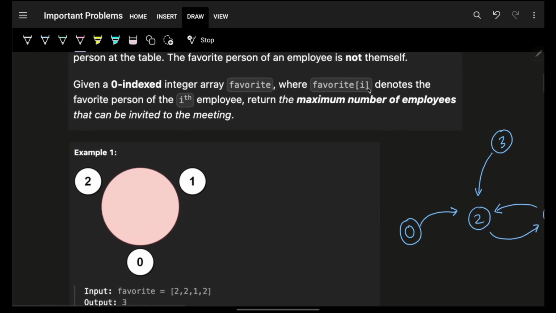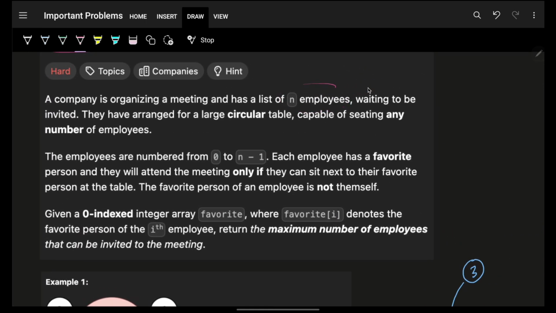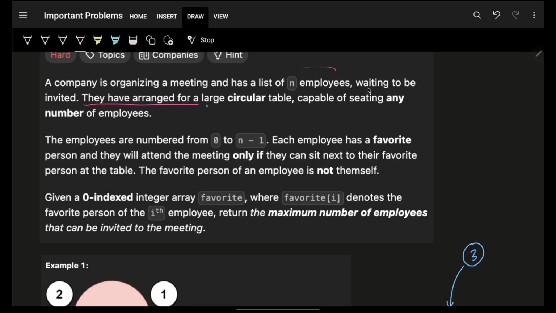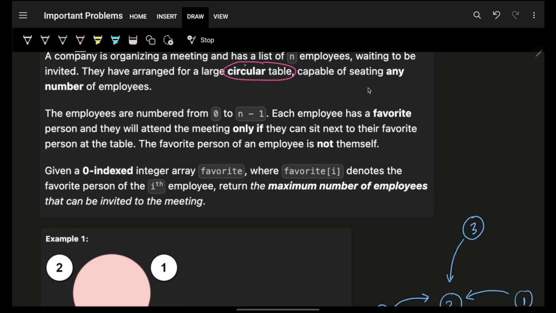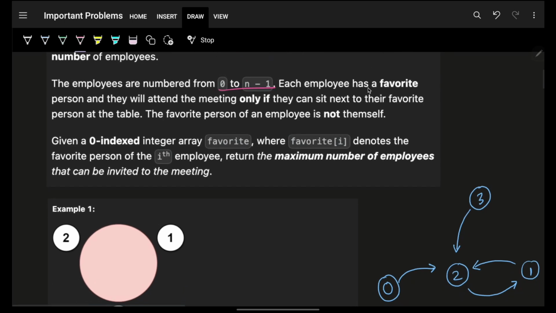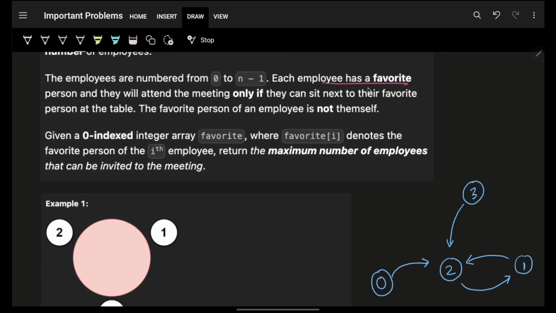Here, I have 4 employees numbered from 0 to n-1. Now, they have arranged a large circular table capable of seating any number of employees, and again you can put all n employees on that specific table. It's a circular table, that is a fact. Each employee has a favorite person, and they will attend the meeting only if, and that's a very important point, only if they can sit next to their favorite person at the table.